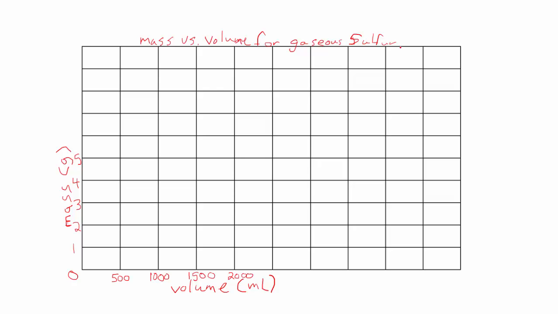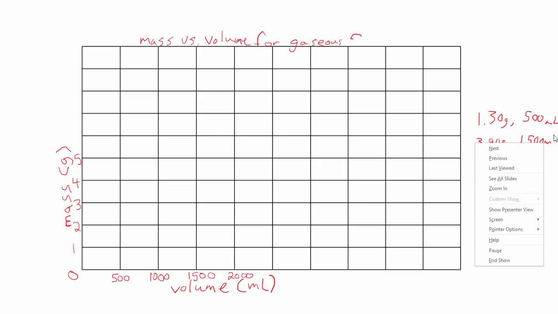Sulfur dioxide. Okay? And again, our first point, as we noted, was 1.30 grams at 500. And then we had 3.90 grams at 1500 milliliters for both of these. Milliliters for both of these. So go to our first point, 1.30. So 1.30, 500. We make our first point right there. And then 3.90, 1500. So we've got our second point right here.